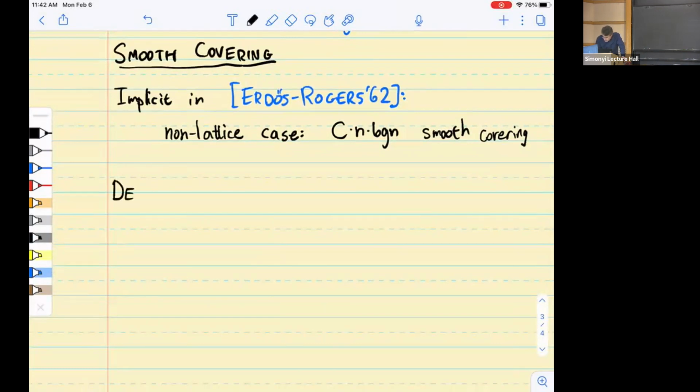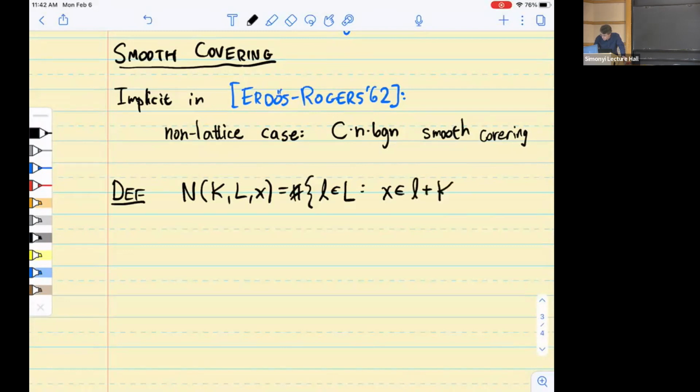So let me define it formally, maybe I need a couple more definitions. This is just the number of times the point is covered. This is the number of lattice points in L such that the point is below the convex body centered at the lattice point. This is for any given point X. It tells you, we have like 10 of those bodies above me, 20 and so on.